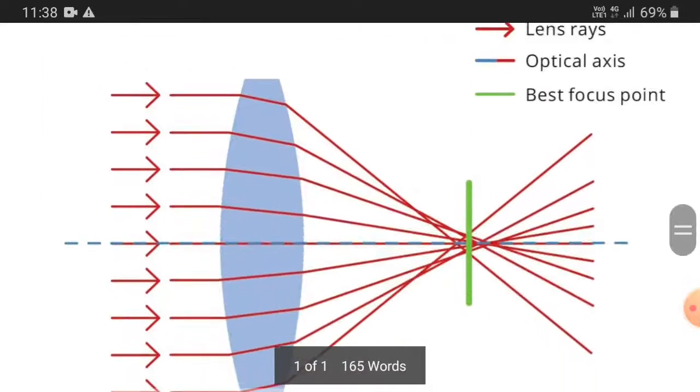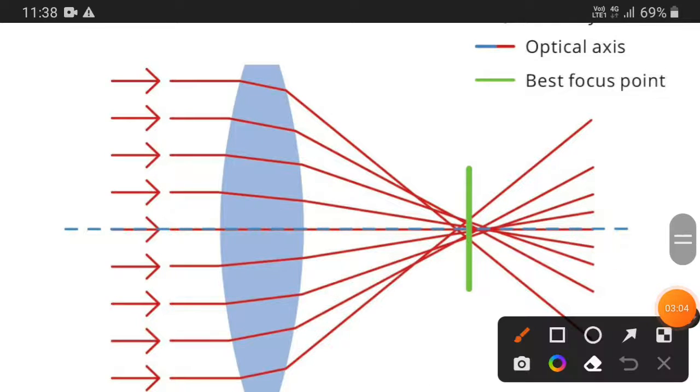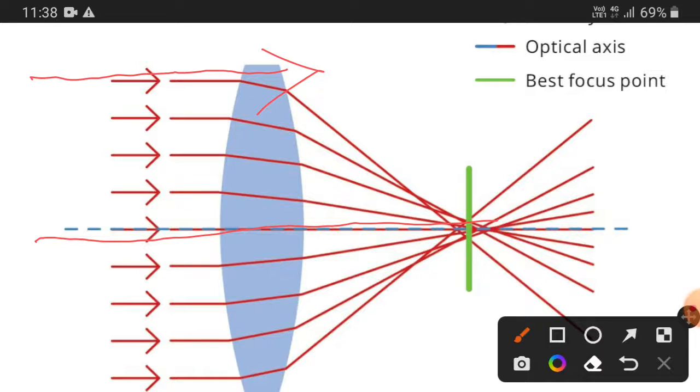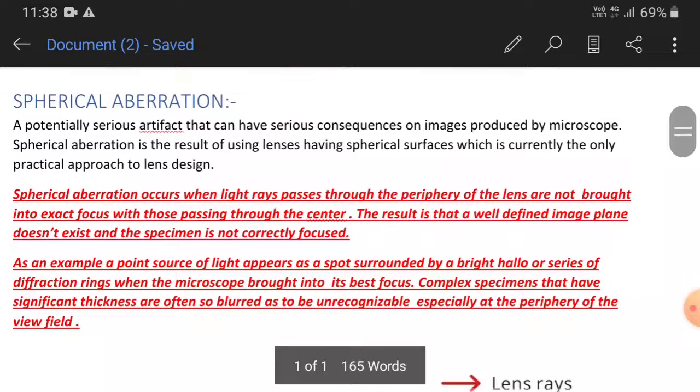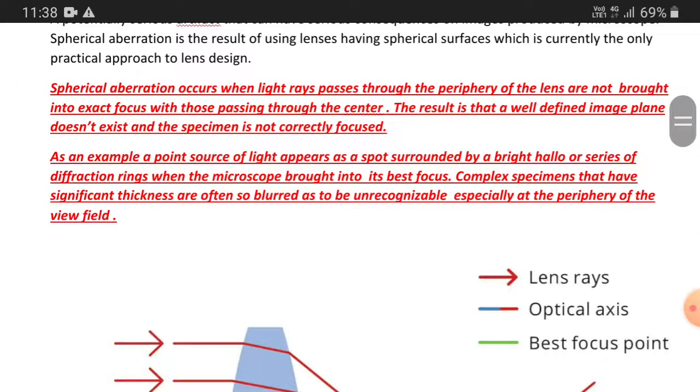That means, due to the spherical nature of the lens, light rays passing through the periphery of the lens are not brought into exact focus with those passing through the center of the lens. As a result, a well defined image plane is not formed, the specimen is not correctly focused, and it creates a blurred image that cannot be easily studied.